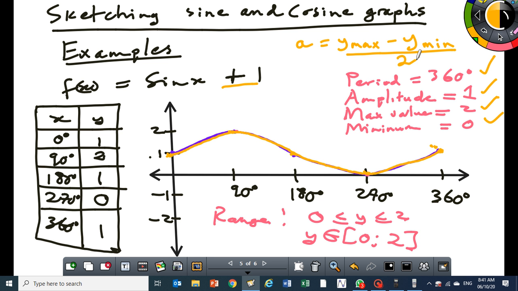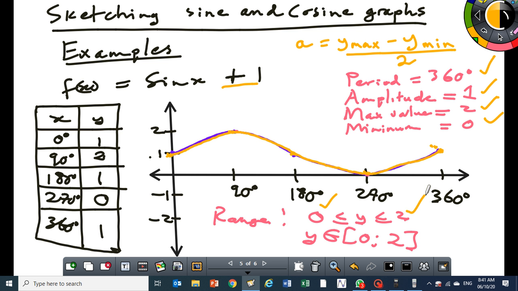Then you may be requested in a test to write down the range of the graph. Remember, what's range? The set of all the y values. So when you're writing the range, you start with the minimum. Your minimum is 0, your maximum is 2. So it will be 0 is less than or equal to y, and y is less than or equal to 2.